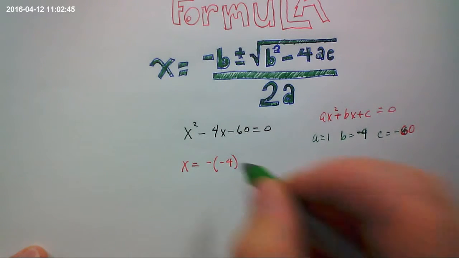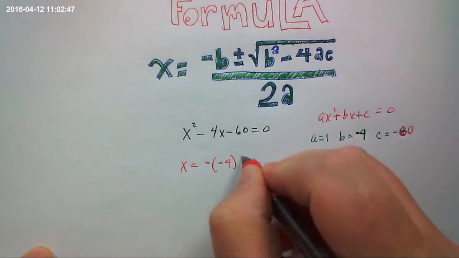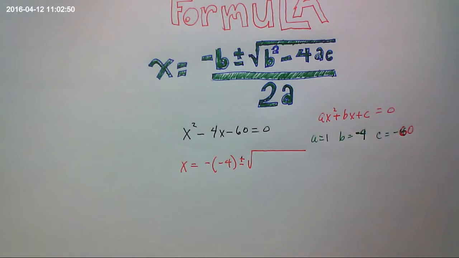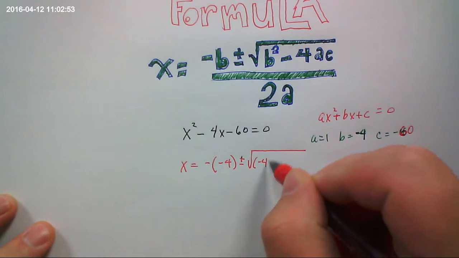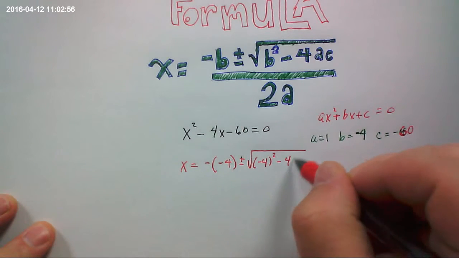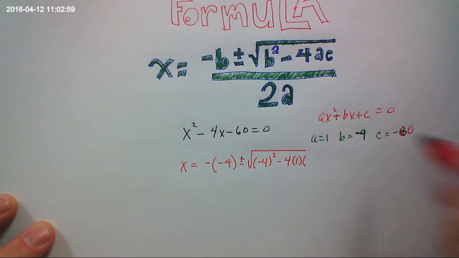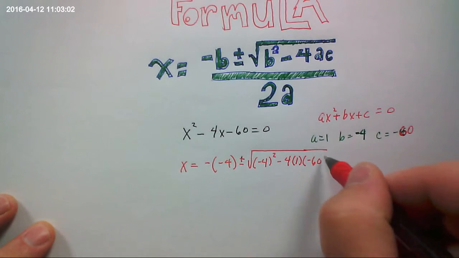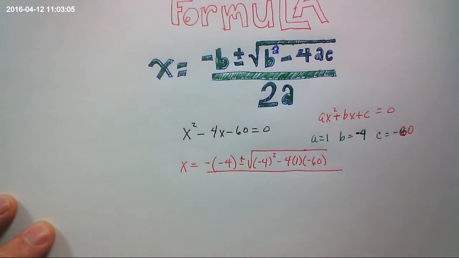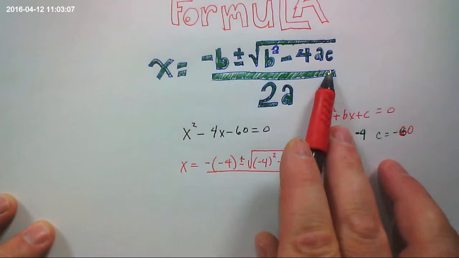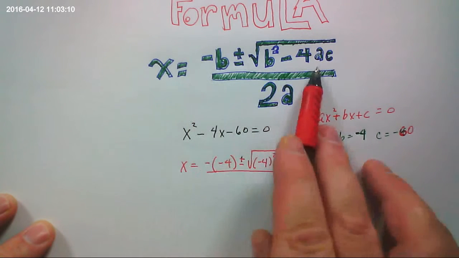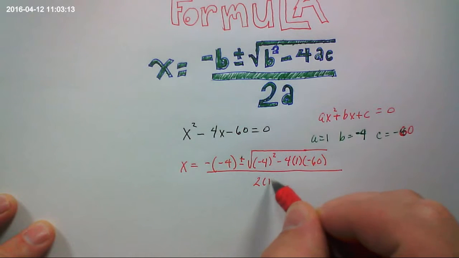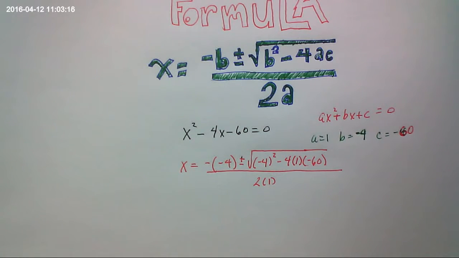So, negative 4, and then plus or minus the square root. All right. B squared, so it's negative 4 squared, minus 4 times a, which is 1, times c, which is negative 60. And make sure that the entire thing is a fraction, not just part of it. The whole thing is a fraction, and the denominator is 2 times a. So that's how you plug everything in at first. All right. So let's clean this up a little bit.